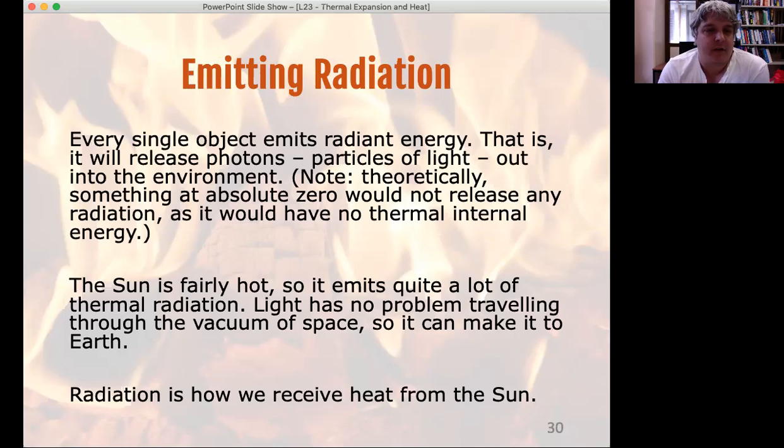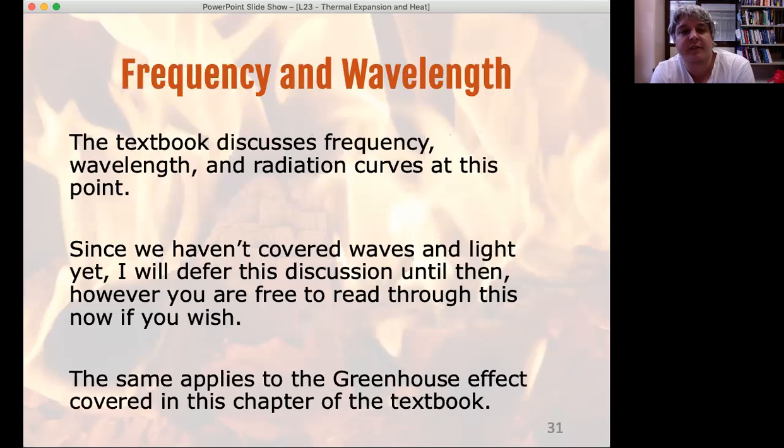So as I said right there, theoretically something at absolute zero wouldn't release any. As soon as it's got any kind of thermal energy, it will be releasing some of these photons. The sun is fairly hot, so it emits a lot of them, and light has no problem traveling through the vacuum of space, so it gets to Earth, and radiation is therefore how we receive energy from the sun.